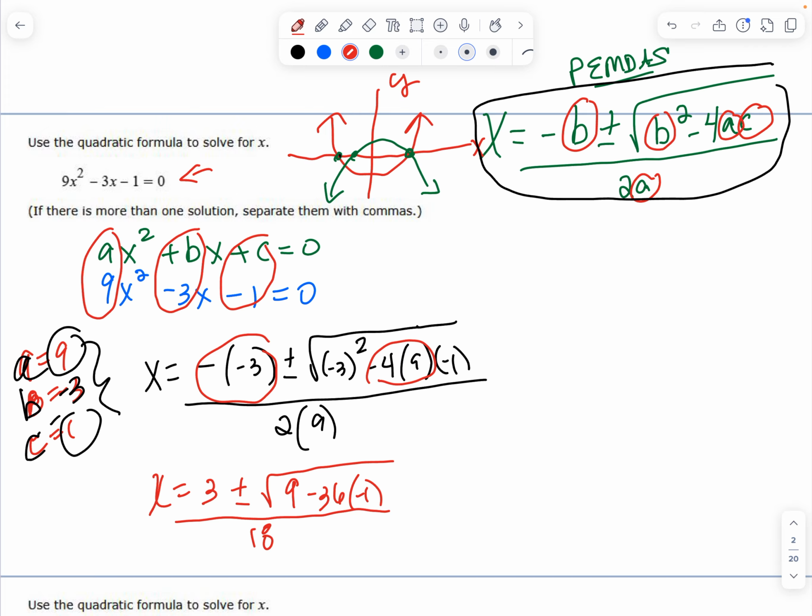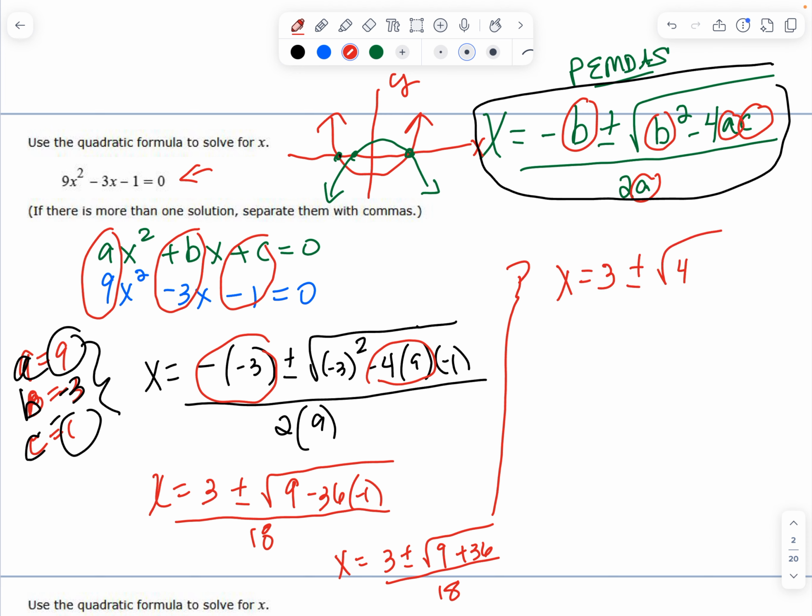Okay, so we're going to keep simplifying this. So x is equal to 3 plus or minus the square root of. Now, negative 36 times negative 1 turns into positive 36 over 18. And then we can keep working underneath the square root. So I'm going to come up here. X equals 3 plus or minus the square root of 45 over 18.